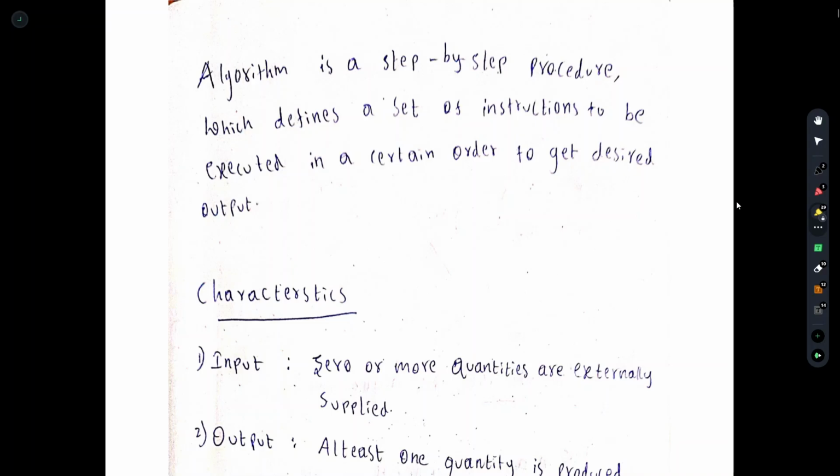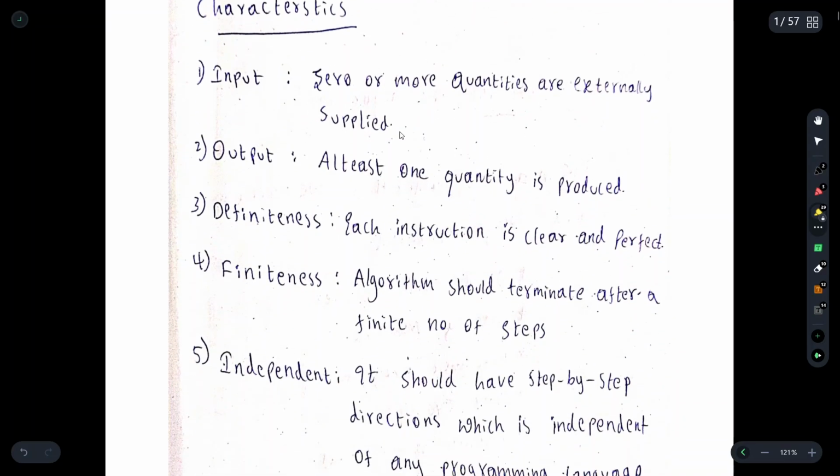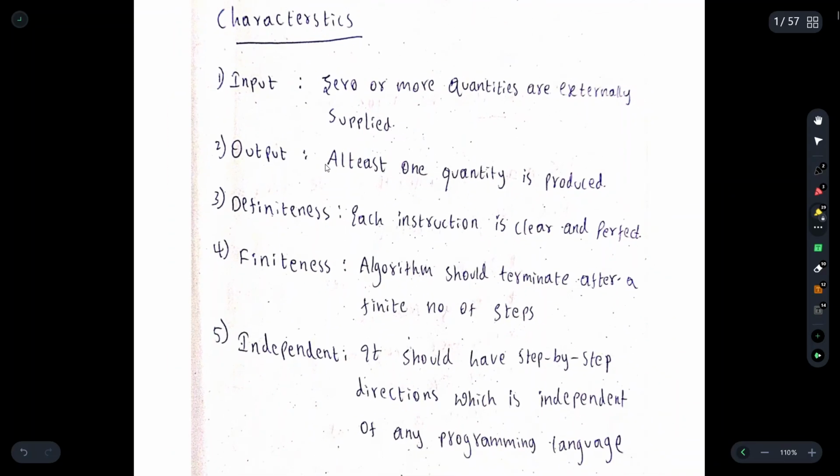So these are some of the basic things which we need to learn. What is meant by an algorithm? An algorithm is nothing but a step-by-step procedure which defines a set of instructions to be executed. So a set of instructions is an algorithm. It is a step-by-step procedure, and these are some of the things which we need to remember.